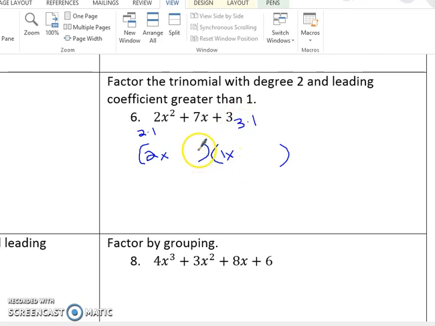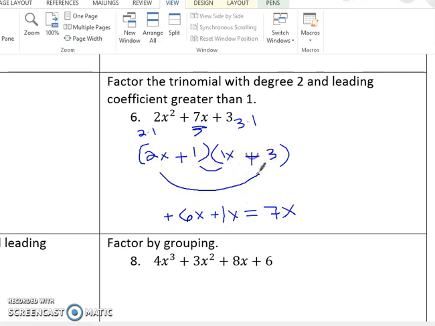If I put the 3 here and the 1 here, no, because that's a 2 and a 3, that won't give me 7. I have to flip it. I have to put 1 here and the 3 here. The outer 2 and the inner 2 combine to give us the middle term. Remember that. So we have a 6x and a 1x. That will give us 7x if both of these are positive. So both of these need to be positive. There's our answer. Let's move to the next one.